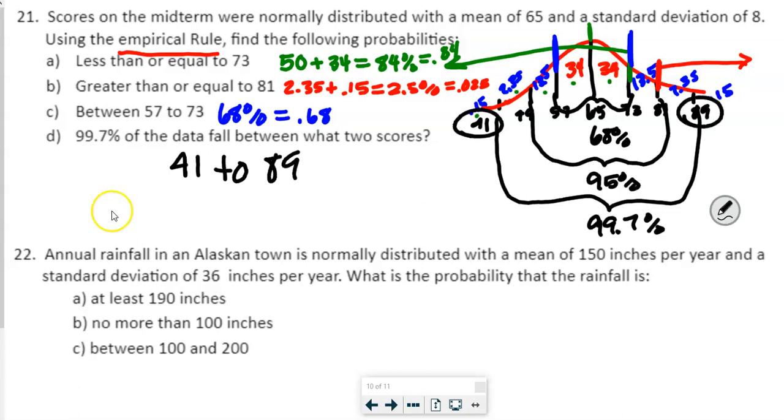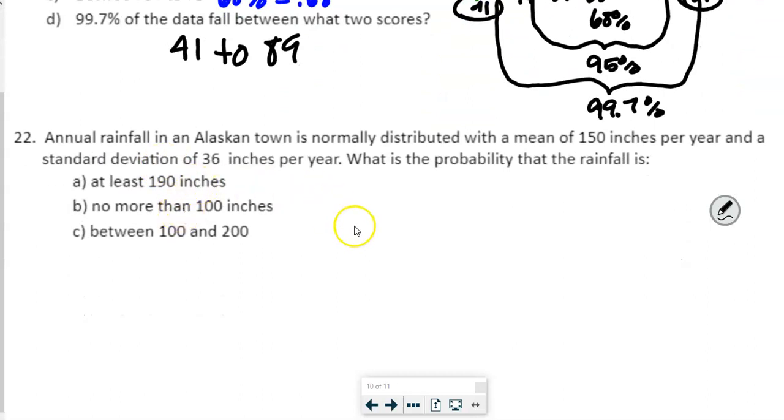Now, the next one says an annual rainfall in an Alaskan town is normally distributed with a mean of 150 inches per year and a standard deviation of 36 inches per year. What is the probability that the rainfall is? Okay, now this does not say to use the empirical rule. So this is the one we can use our calculators for.